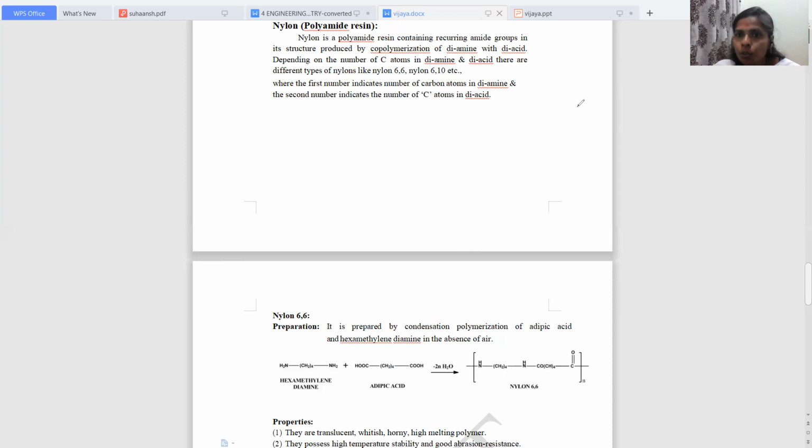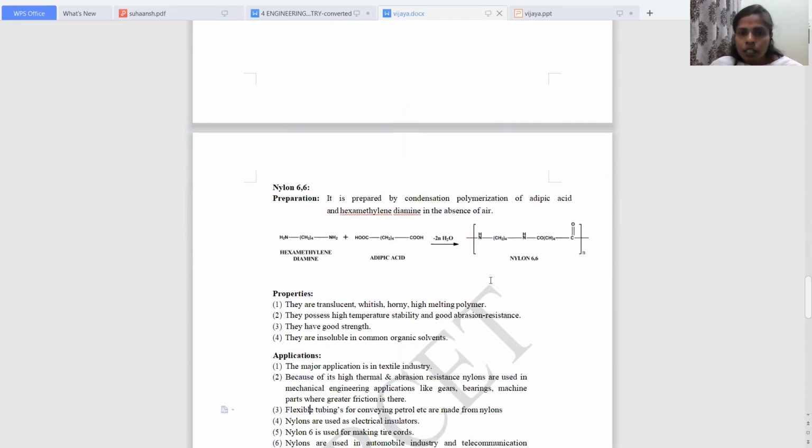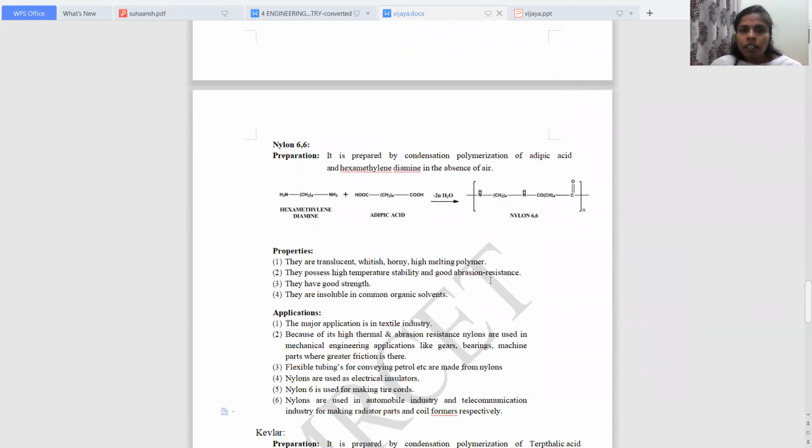Now let us move to the properties and applications of nylon 6,6. They are translucent, whitish, horny, with a high melting point. They possess high temperature stability and good abrasion resistance. They have good strength. They are insoluble in common organic solvents. And applications, the major application is in the textile industry.